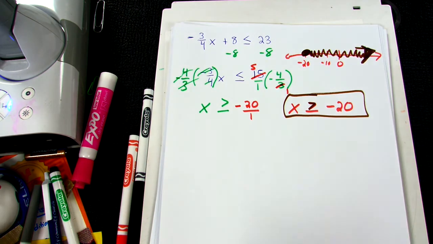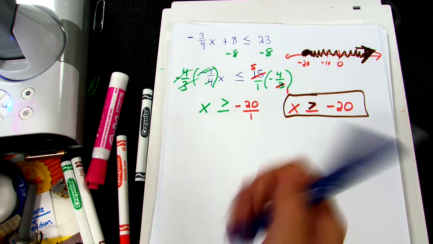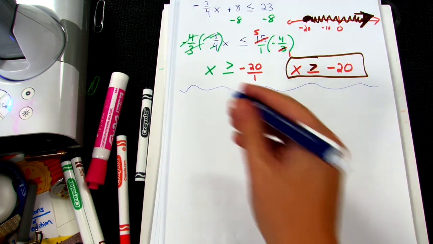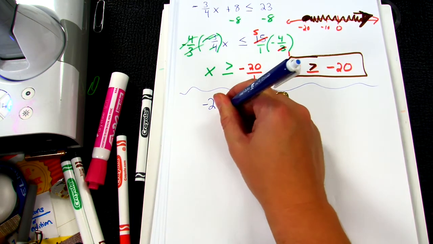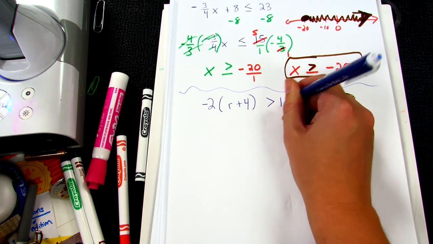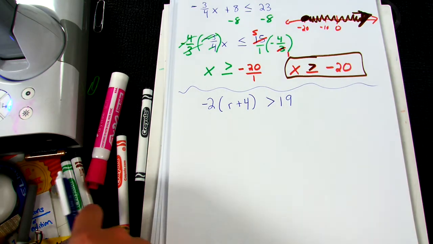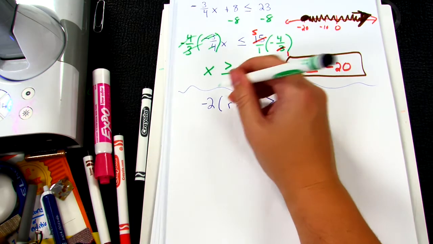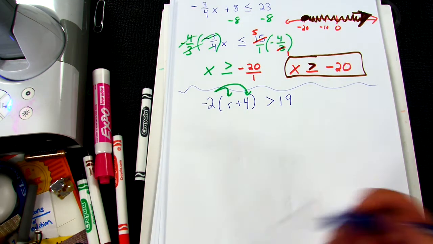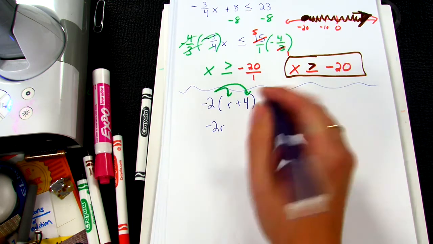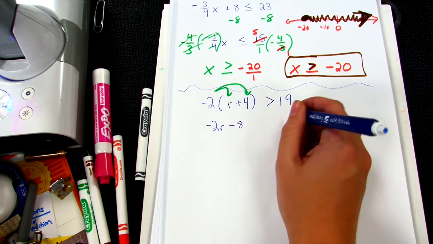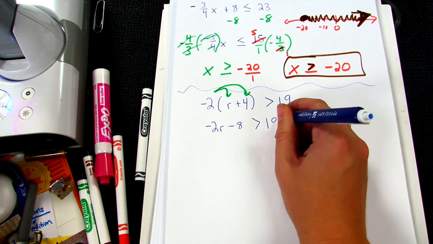Okay, so another example, and this one is using the distributive property. We have negative 2 times r plus 4 is greater than 19. So step 1, distribute that negative 2 to get rid of the parentheses. So negative 2 times r is negative 2r. Negative 2 times 4 is minus 8. Then bring everything else down, greater than 19.